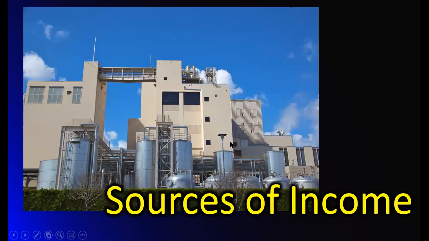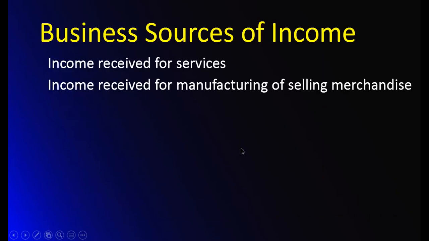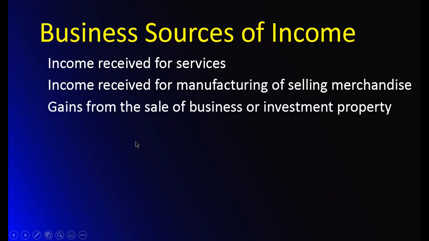Sources of income. Business sources of income. Can you think of some of the most common sources of income? Anything offhand? Sales. Sales of merchandise, sales of services, regular income. Okay, well, let's go down the list. Income received for services. Income received for manufacturing or selling of merchandise. The gains from the sale of a business or investment property.